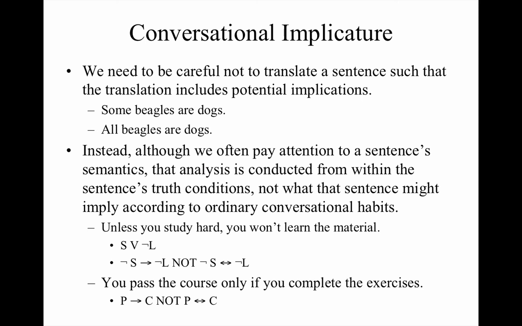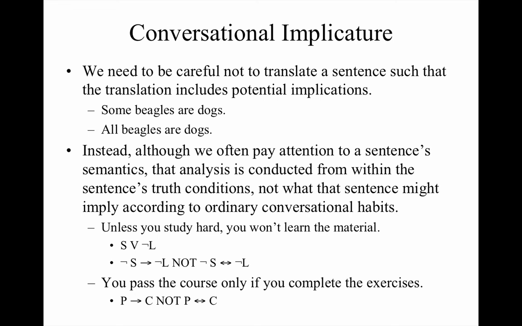We sometimes infer from that sentence that what the person means is that not studying is going to guarantee not learning, and not learning means you don't study. But that's not what the sentence actually says, right? The sentence actually says S disjunction negation L, which is equivalent to negation S arrow negation L. It's not saying negation S biconditional negation L.